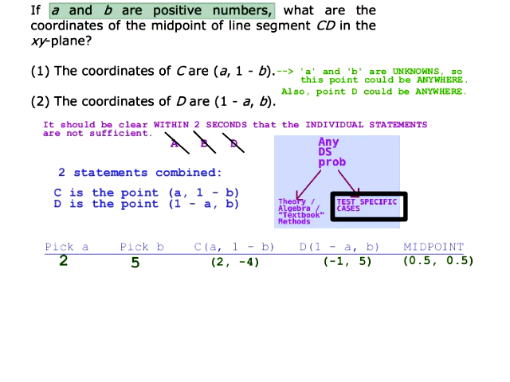Now remember, when you test cases in data sufficiency, if you end up with more than one outcome, then that's not sufficient. So now we're trying to see if we can end up with anything other than this. If we get anything other than this, that's not sufficient. If we just keep getting the same thing over and over again, then that's sufficient.